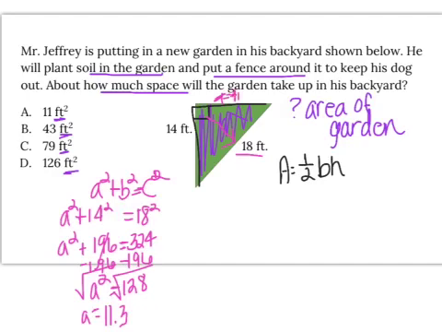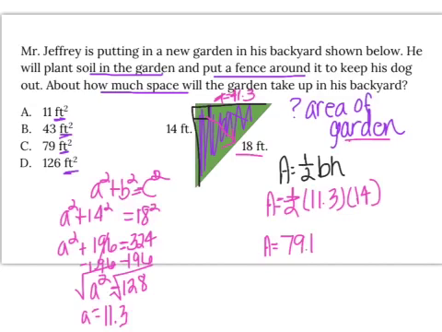So go back to what we were looking for. We were looking for the area of the garden. I am not finished because I just found the side or the base of the garden. So now I'm going to use my formula since I have both the base and the height. So I'm going to do 1/2 times 11.3 times 14. And I get 79.1 square feet. Now when I look at my answer choices, it says about, so my answer is going to be C. 79 feet squared is how much the garden will take up, because that is the area.